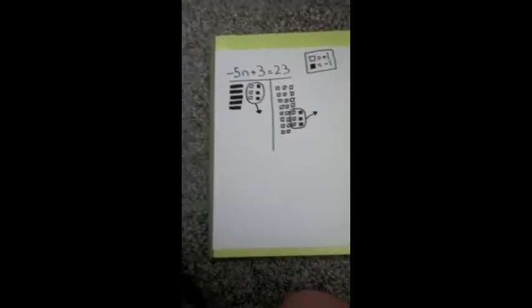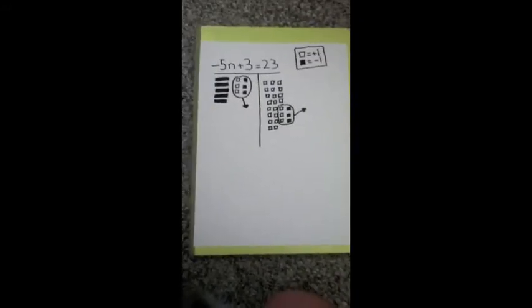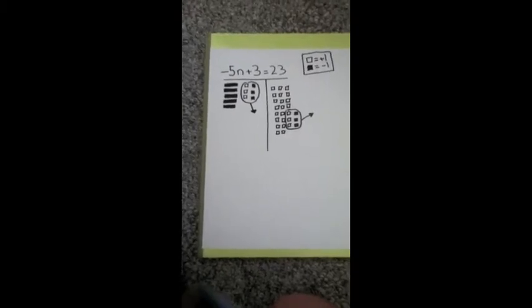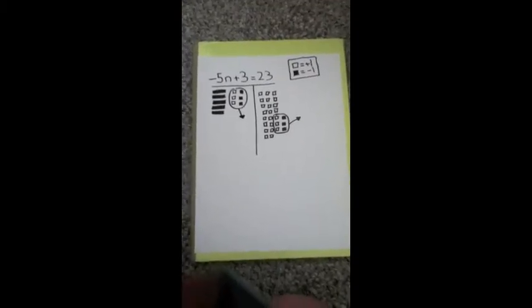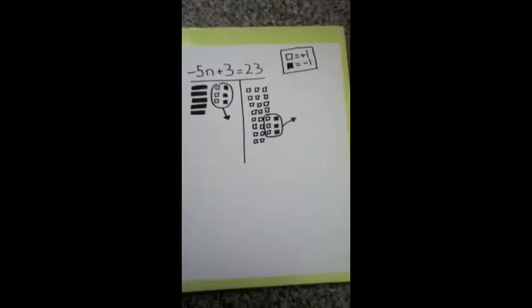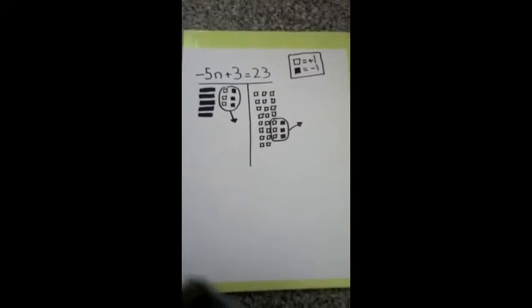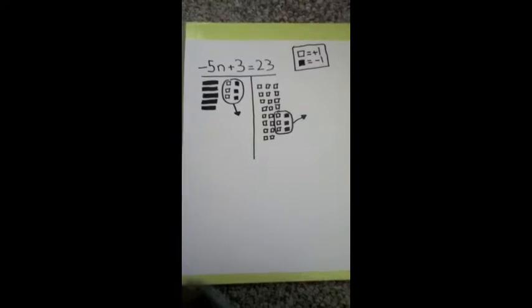This is what happens when I add 3 negative tiles to both sets. The 3 negative tiles cancel out 3 positive tiles. So now it is just negative 5n by itself, and how many positive tiles are on the right side? 20. Good job.